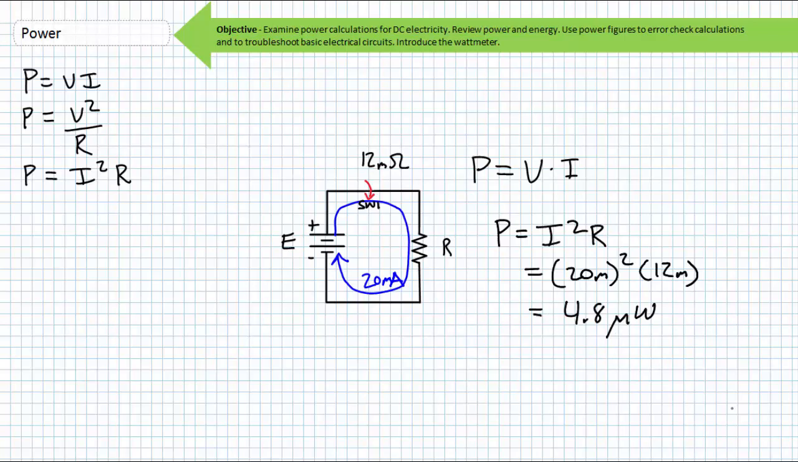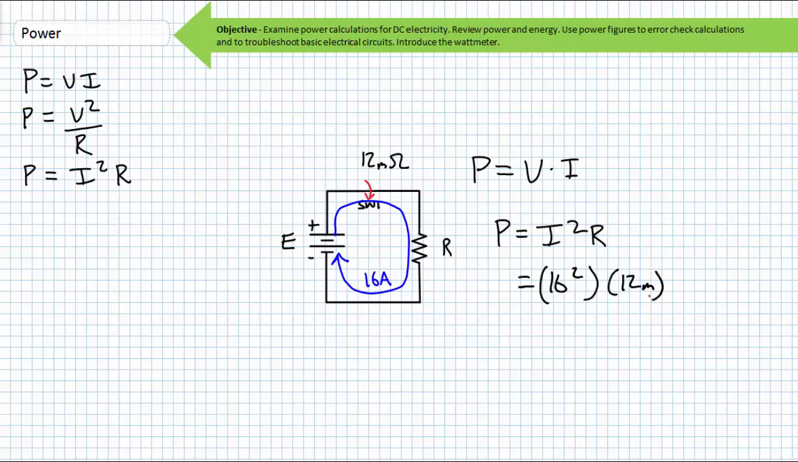However, consider this same closed switch with 12 milliohms of resistance now being used to carry 16 amps of current. Current being a squared term, we can expect our power dissipation for this switch to be substantially higher than what we previously observed. 16 amps squared times 12 milliohms is roughly 3.1 watts.